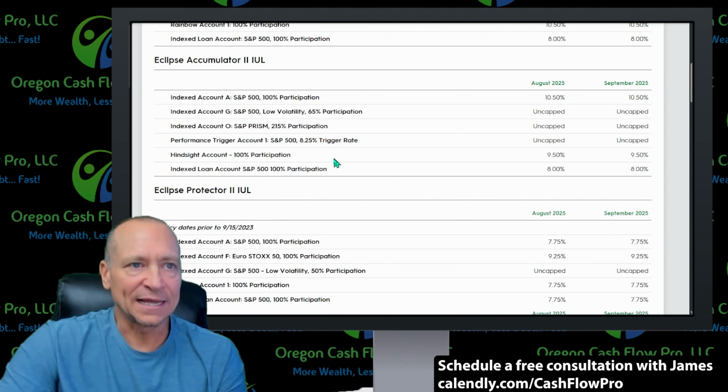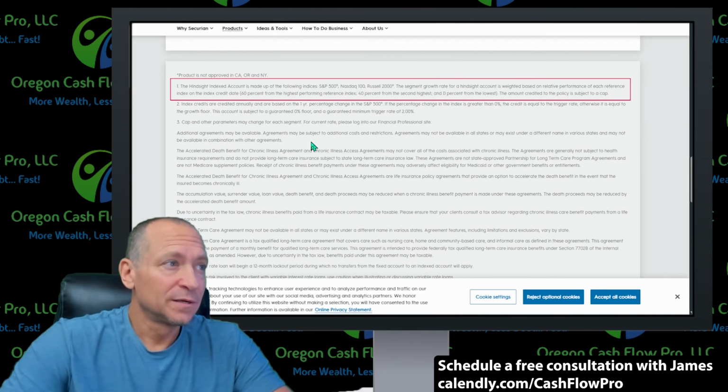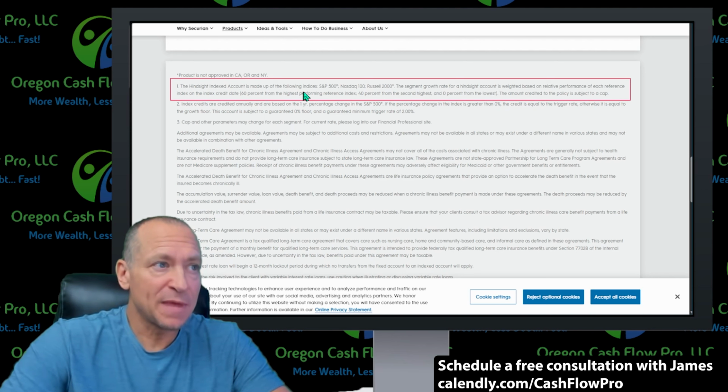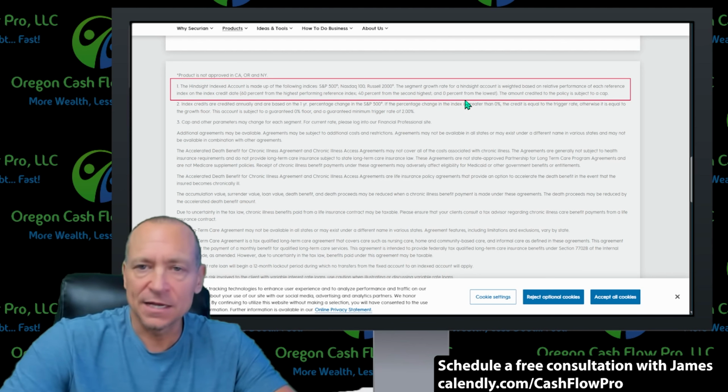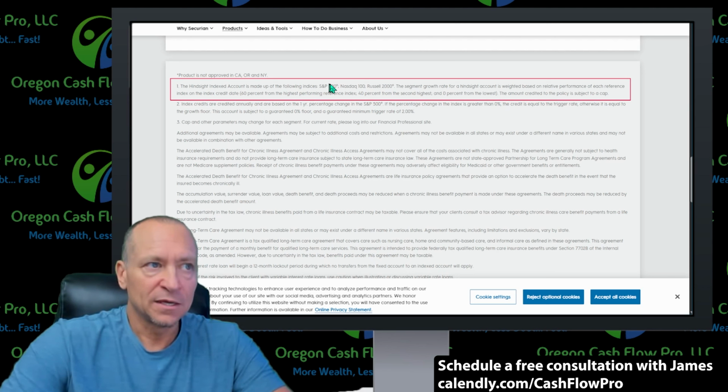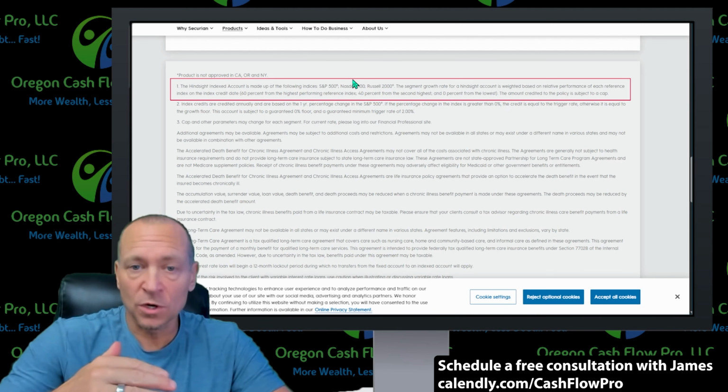It's the hindsight account. This one has a cap of 9.5%. This one's going to be a little hard for you to read, but the hindsight index account is made up of the S&P 500, the NASDAQ 100, and the Russell 2000. The segment growth rate for a hindsight account is weighted based on the relative performance of each reference index on the index credit date. 60% of your credit will come from the highest performing index, 40% from the second highest, and nothing from the lowest. So they're going to take the lowest one out of these three.